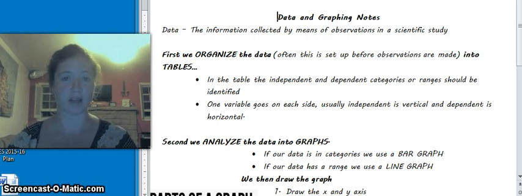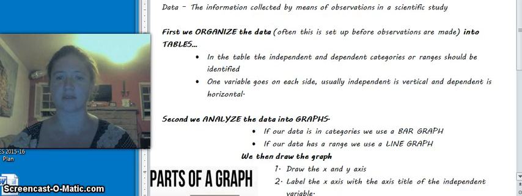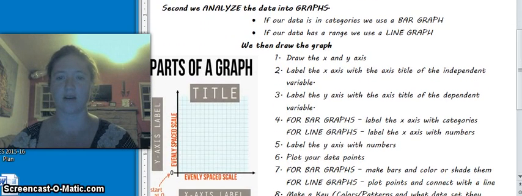Now once we have our data organized into a table, then we can make a graph of it. So now with our graph, what you want to do is we basically can make two types of graphs. We can make bar graphs and line graphs. When you look at things like pictographs, realistically those are a type of bar graph. Pie graphs, those are a type of bar graph because it's simply showing large categories and percentage amounts. So anytime your data is in a category, we use a bar graph.